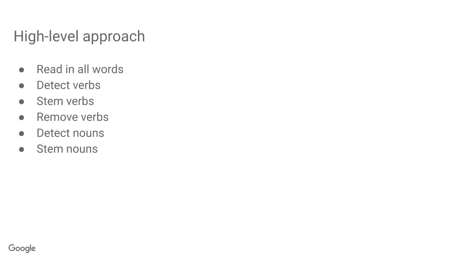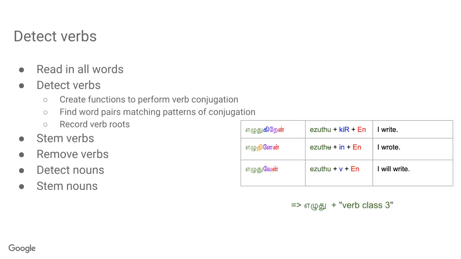My high-level approach to deriving the lexical dataset was to read in all the words, detect the verbs, stem them, and remove them from the original set, and then detect nouns and stem those. For detecting verbs, I created functions to perform verb conjugation. After having those functions, then I would try to find words that would match patterns of conjugation. And then after that, I could record the verb roots.